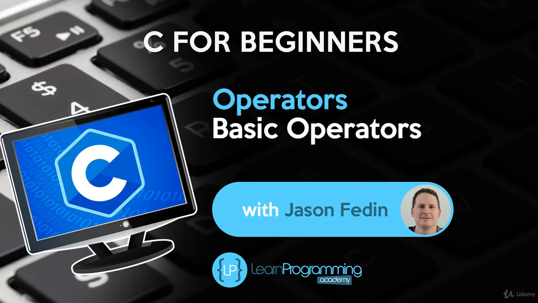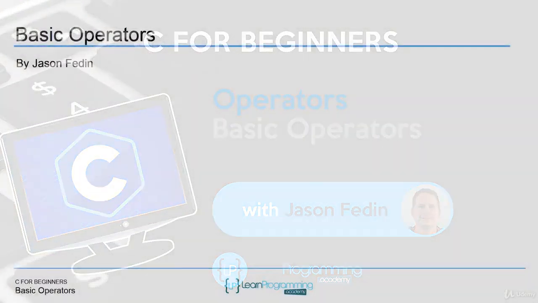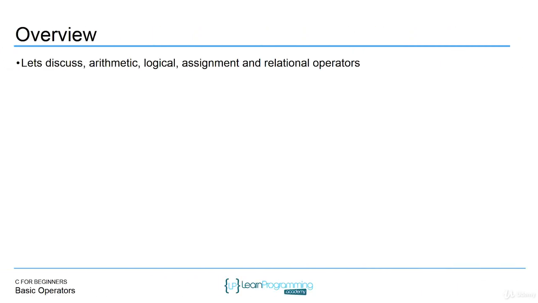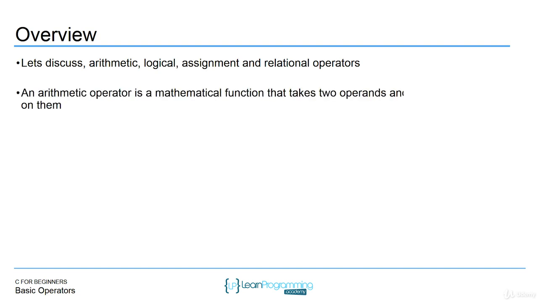Hello, welcome back. In this lecture, we're going to discuss some of the basic operators supported by the C programming language. So operators, again, are just special symbols for functions. You're performing some kind of operation. We're going to discuss in this lecture four different types of operators: the arithmetic, logical, assignment, and relational operators. Then we're going to discuss the bitwise operators in another lecture, and then a couple other special operators that don't really look like they'd be an operator, but they are: the sizeof operator and the casting operator.